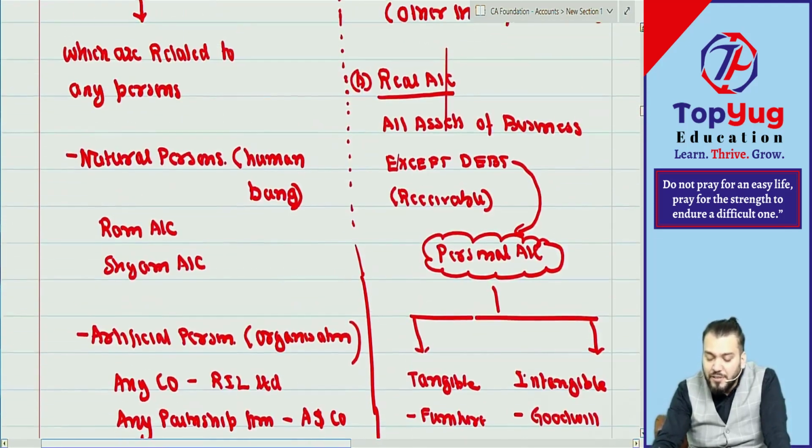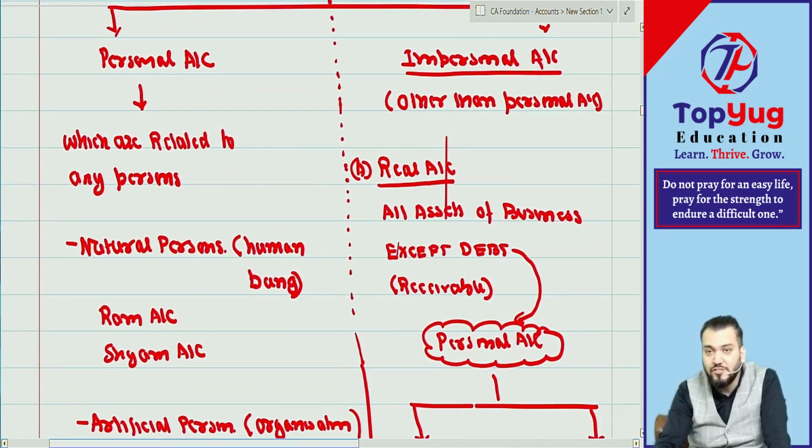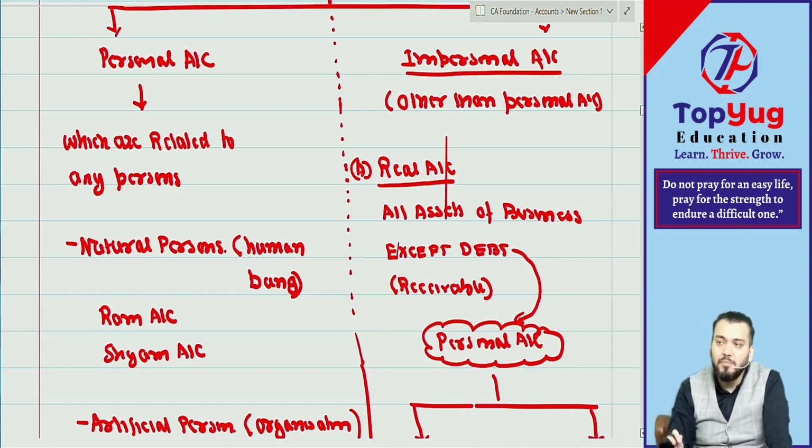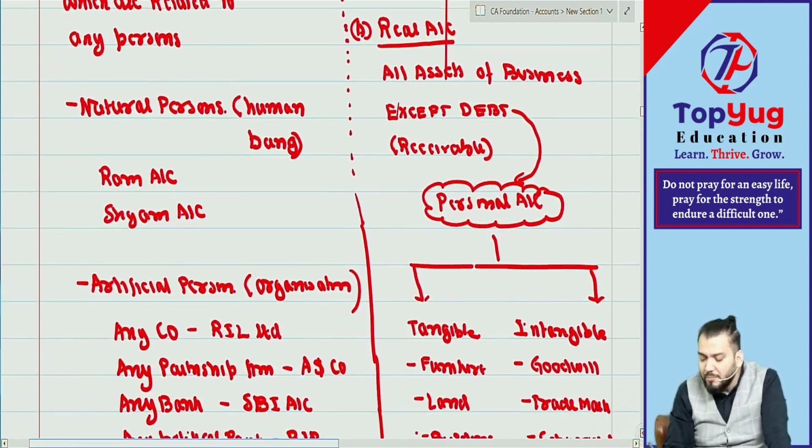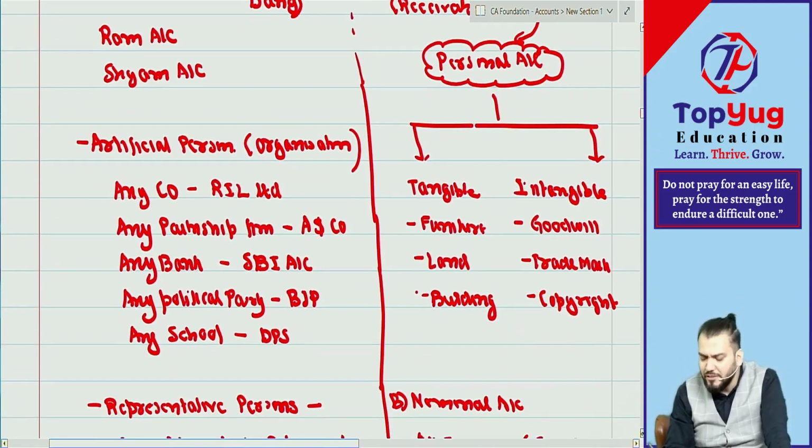Then we have understood that impersonal accounts are those accounts which are not related to persons, means other than personal account. So there are two types of impersonal account. One is real account, other is nominal account. Real account means all assets of business except debtors, that means receivables. So receivables are also assets, but receivables will be what? Personal account. Therefore, it cannot be real account. So any account which is personal account cannot be real account, but that personal account can be an asset. So asset can be real account as well as personal account. We have also discussed that real account can be tangible asset as well as intangible asset. You know the example.